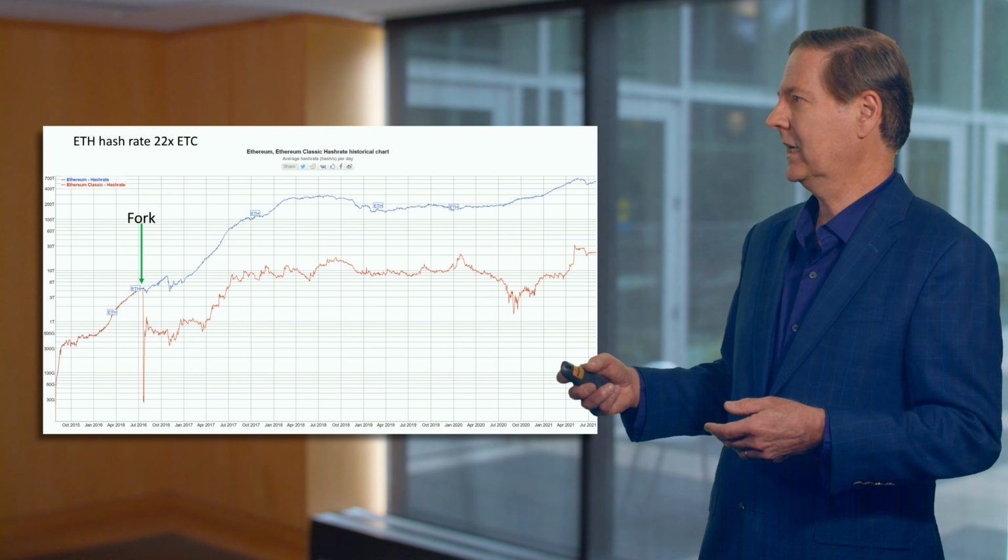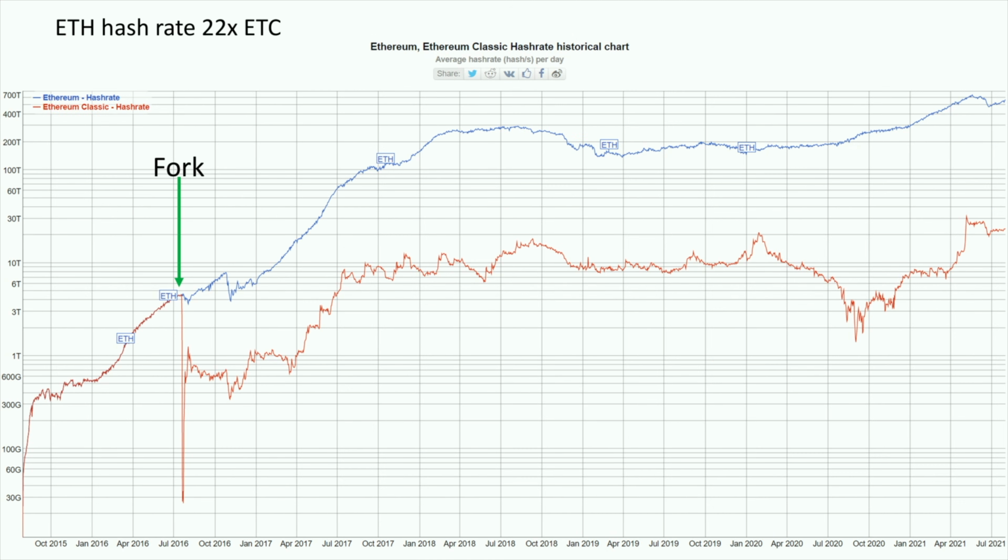So take a look at the history here. I'm showing you the hash rate, and on the y-axis is the number of terahashes per second. And this is a billion hashes per second. The scale is a log scale, so don't be misled by the scale. But what I wanted to show you is what happened at the point of the fork.